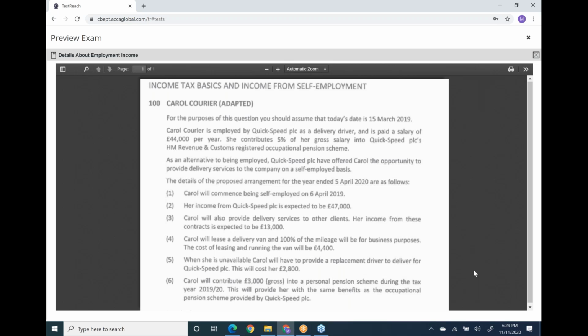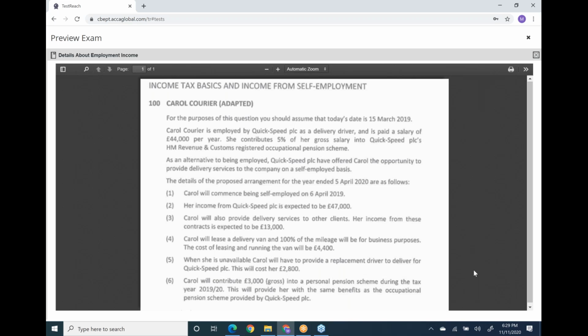Now, Carol Courier is employed by Quick Speed PLC as a delivery driver and is paid a salary. See, the salary means she's employed. 44,000 per year. She contributes, she means the employee, 5% of her gross salary into Quick Speed PLC's HM Revenue and Customs registered occupational pension scheme. I hope you remember the rules. If an employee is contributing to an occupational pension scheme, then it's an allowed expense from the employment income P&L.